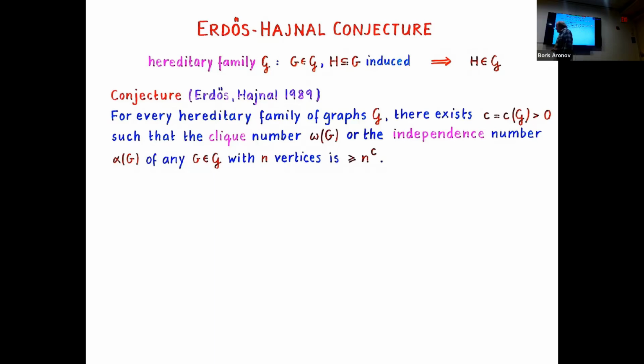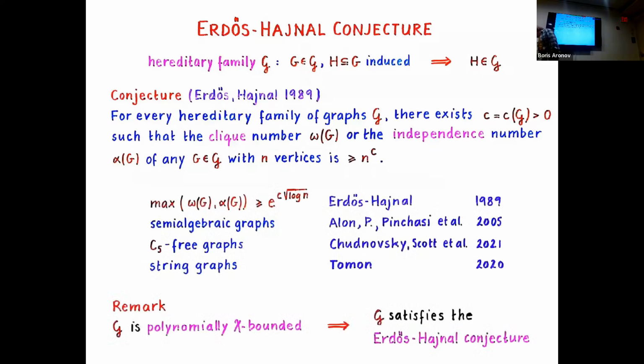Now, in fact, Erdős and Hajnal did much more than that, because they really proved that in this case we can put something bigger than log n, namely e to the square root of log n. But e to the square root of log n is infinitely larger than log n, yet infinitely smaller than n to the constant.